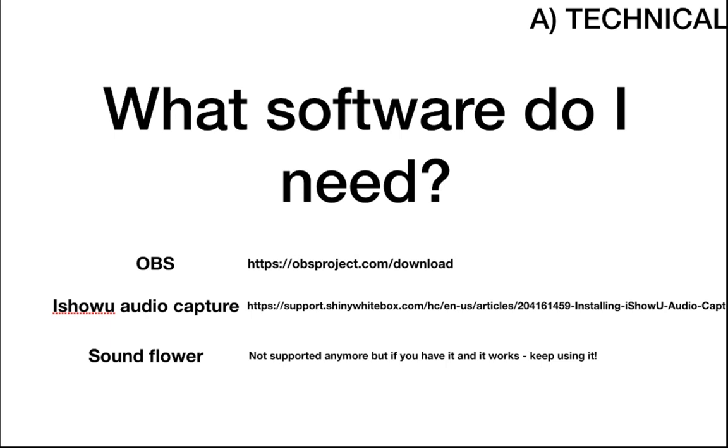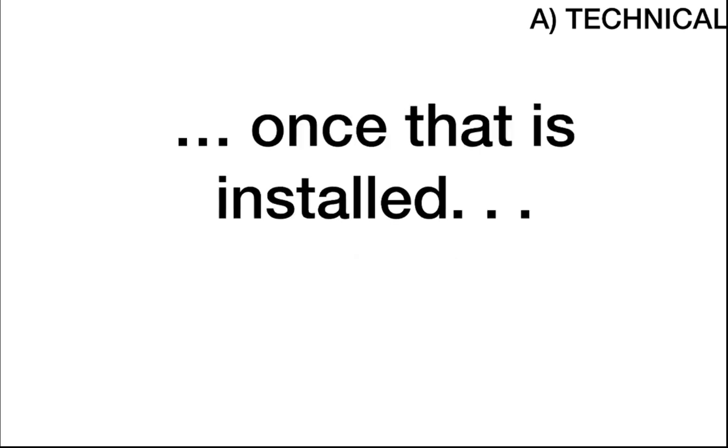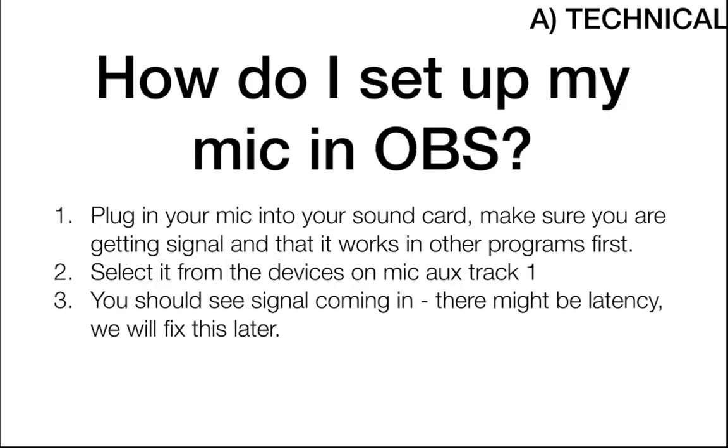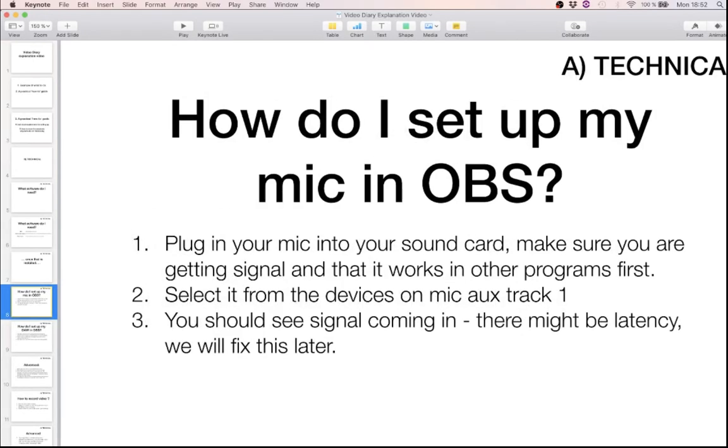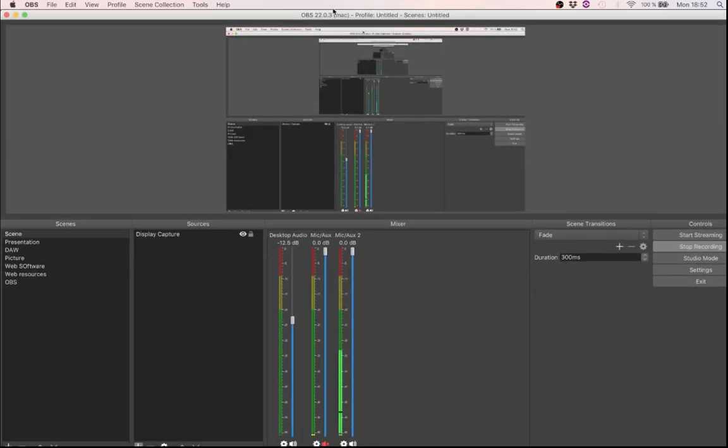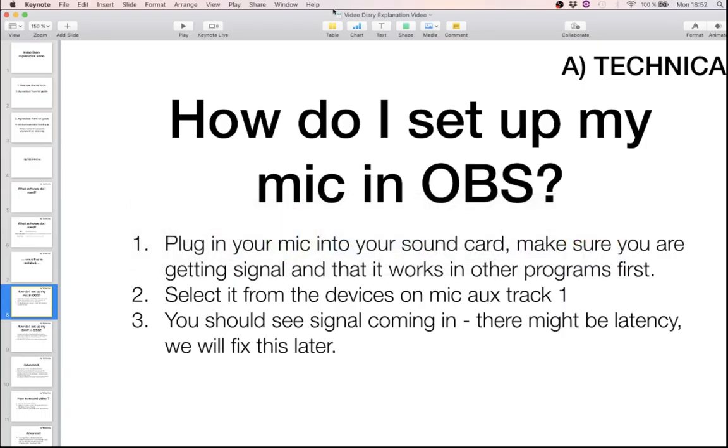Okay, once you have downloaded those and installed these softwares, then we need to open up OBS and get to work on the settings. So let's do that now. I'm just going to drag my OBS into my screen. Right, so first things first, as I said, we need to set up the microphone in OBS. So first thing, plug your microphone into your sound card, make sure that you're getting signal first and that it's working with other programs. That's the first important thing to troubleshoot, because OBS can be a bit confusing, so make sure that you know that the audio signal is working first.